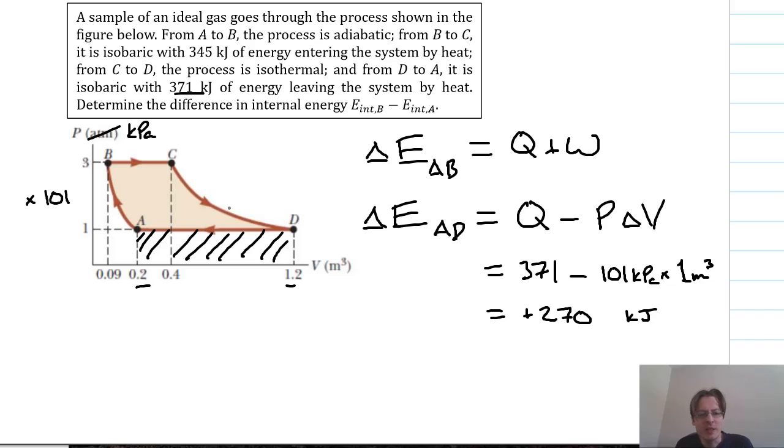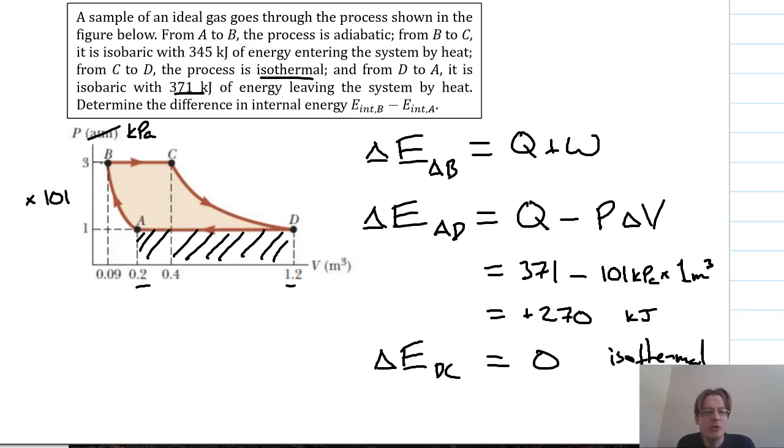Okay, now D to C. That one's easy because we're told from D to C, it is isothermal. And if the temperature of the gas doesn't change, that means the energy of the molecules isn't changing, and there's no change in energy at all. This is from D to C. And that's just given to be 0 because it's isothermal. There is Q and there is W along that. They just balance each other exactly to maintain the temperature.